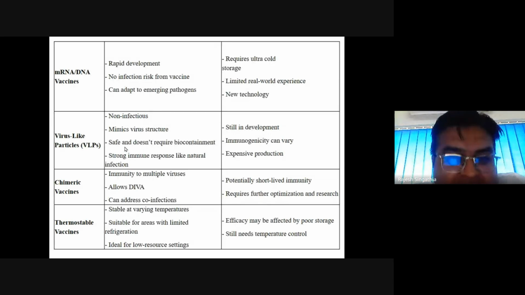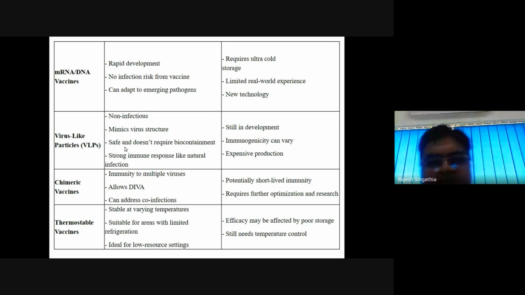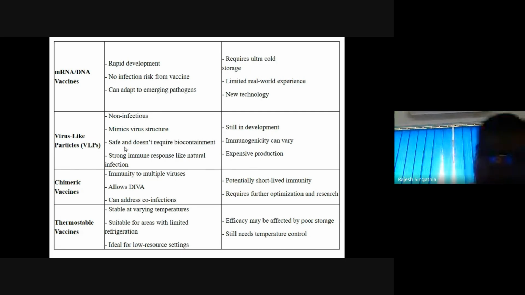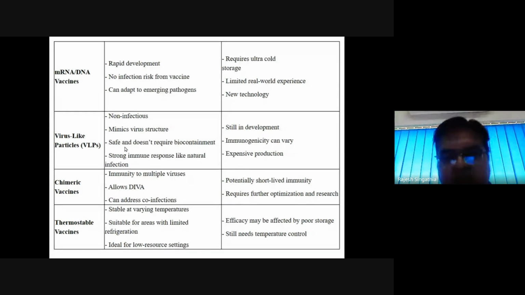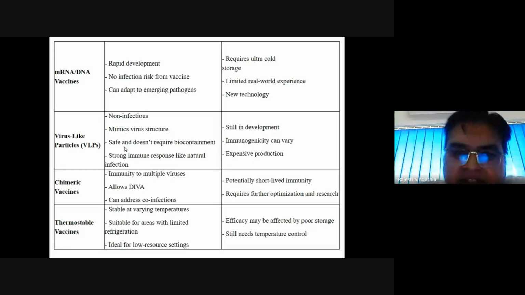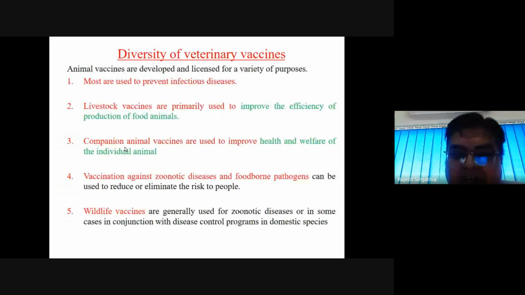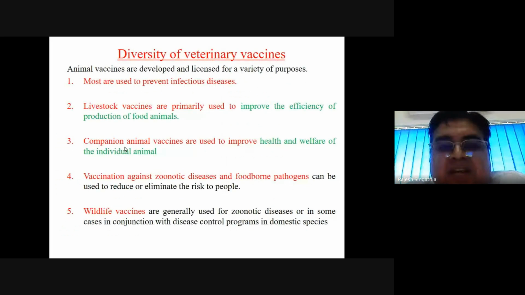This is the chimeric vaccine. Chimeric vaccine means they provide immunity against multiple viruses, and they can differentiate between infected and vaccinated animals. But again, the problem is short-lived immunity. They require further optimization and research. And the last one is the thermostable vaccine, stable at varying temperatures, suitable for areas with limited refrigeration, ideal for low resource settings. Efficacy can be affected by poor storage. So these are the types and the classification of vaccines. There are different criteria. So these are the different vaccines, and we discussed the advantages and disadvantages of each. So what is the diversity of veterinary vaccines?